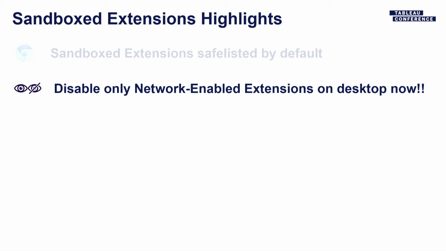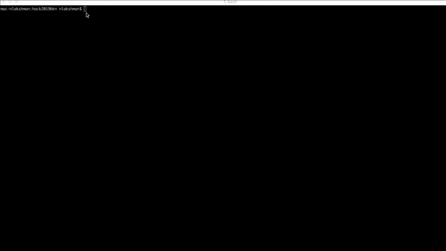What was that something? We had a registry key for Windows and a plist setting for Mac, which basically said don't enable extensions on desktop. And what we wanted to do this time was to give you a little bit more granularity over that, right? So what we wanted to do was, let's enable extensions, but let's just enable sandbox extensions. So we're giving you a new registry setting, which is called disable network enabled extensions.